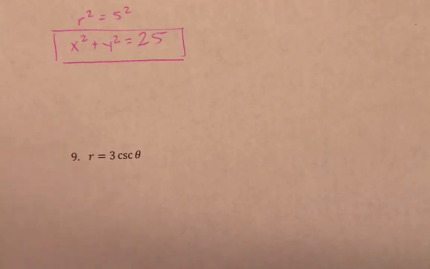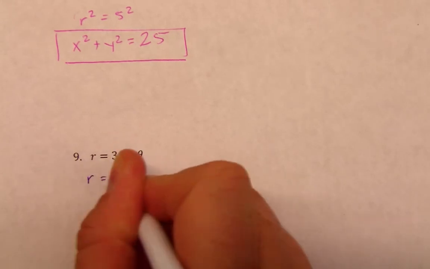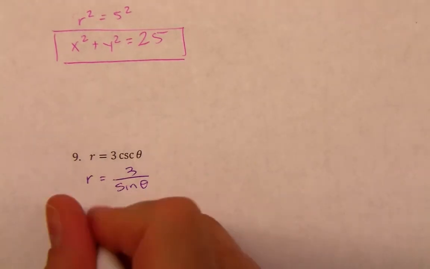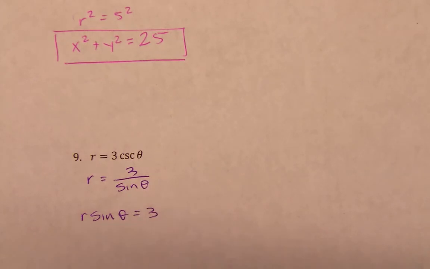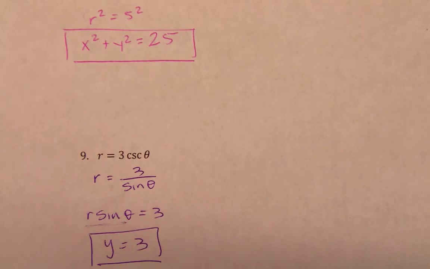The next one, we have r equals 3 cosecant theta. Well, r equals 3 over sine theta is the same thing. And I can multiply by sine theta on both sides, so I have r sine theta equals 3. And this is just y. So y equals 3. And now it's a rectangular equation.